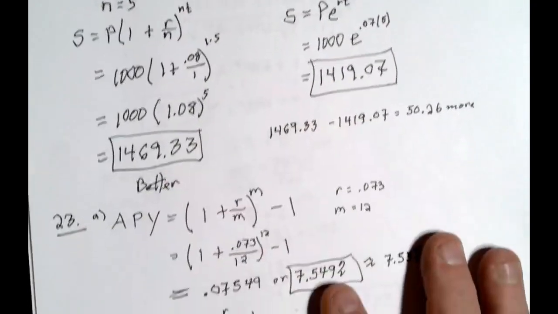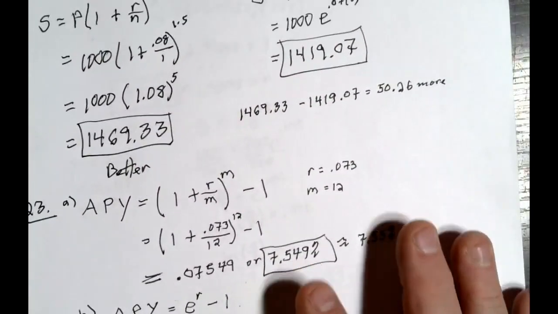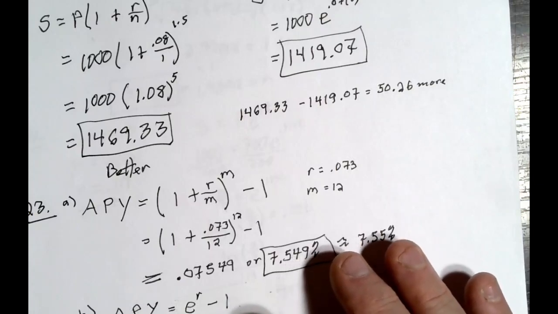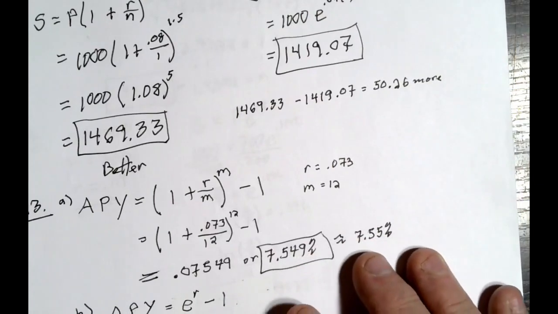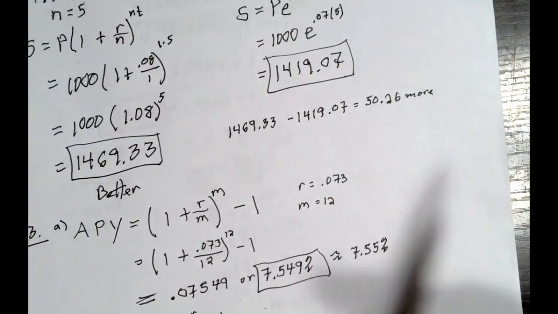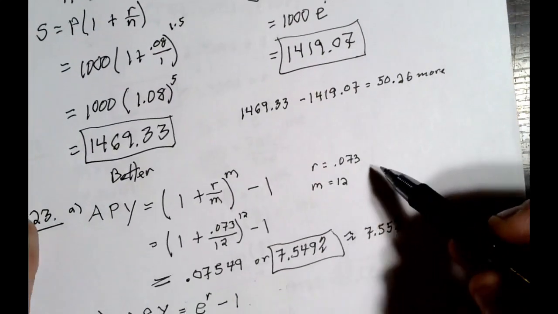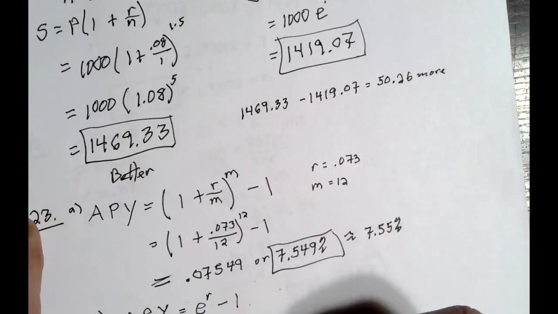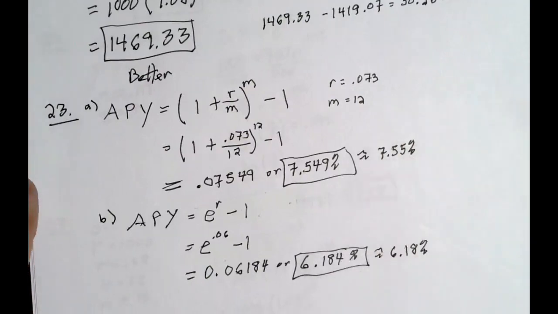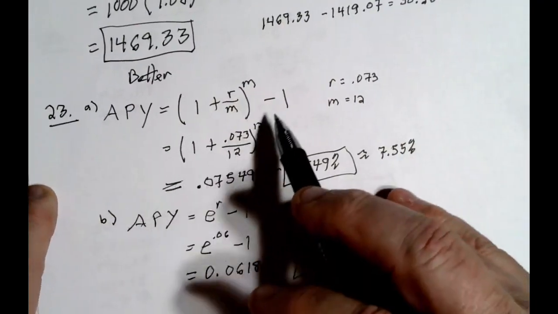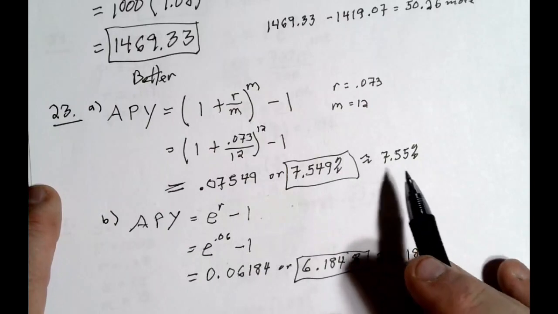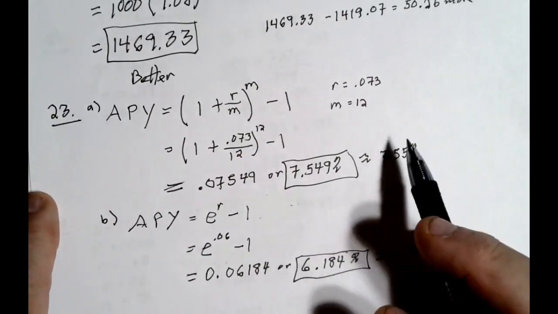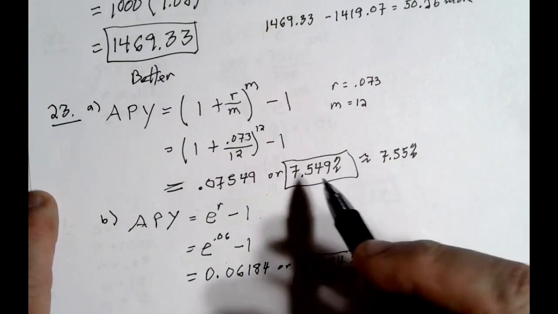That's a better deal. Now 23, APY, or annual percentage yield for an investment at 7.3% compounded monthly and 6% compounded continuously. So if you've got two different offers, one's at 7.3 monthly and one's at 6% continuously, how do you know which one's a better deal? Well, this APY will take your situation and tell you what the interest rate is compounded annually for both situations. Now you can compare them and see which one's better.